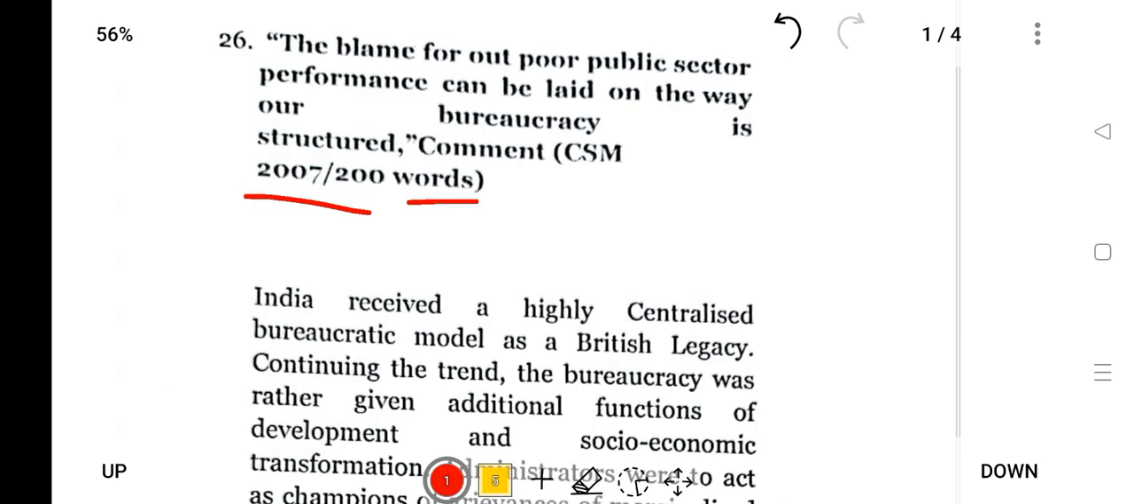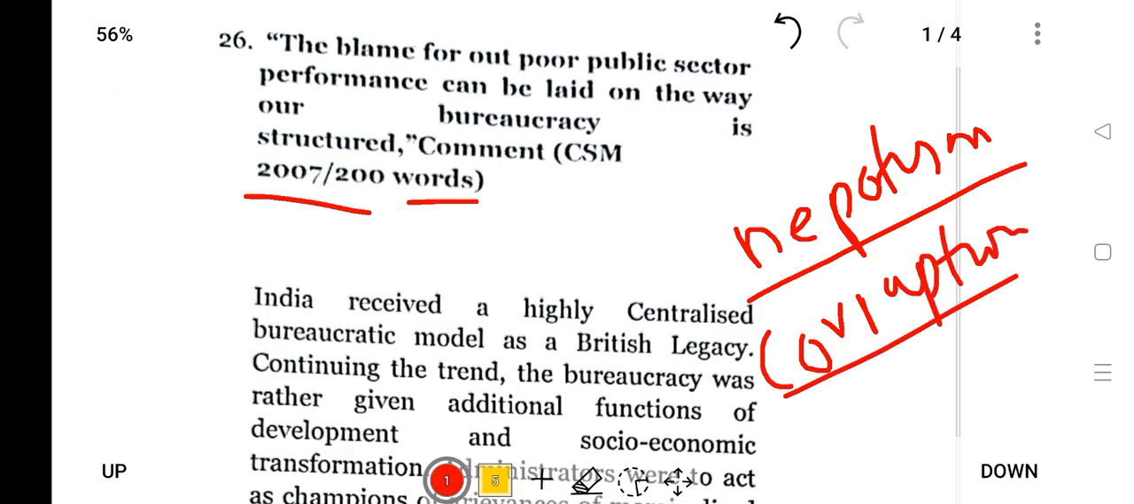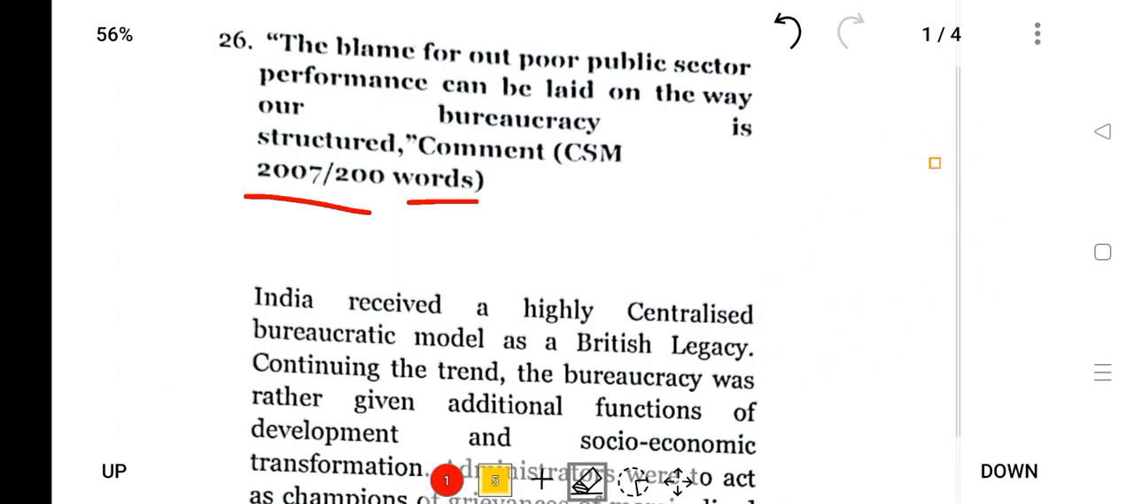Third of all is nepotism. Nepotism in the sense that higher-ups appoint their relatives or close relatives to offices. So this is nepotism. The next is corruption. We already know it is the use of money to buy posts and various vacancies without going through the legal method. So these are some of the problems of bureaucracy that have led to poor performance in the public sector.